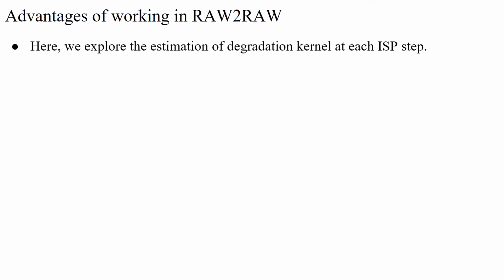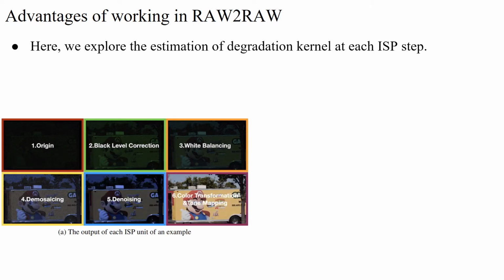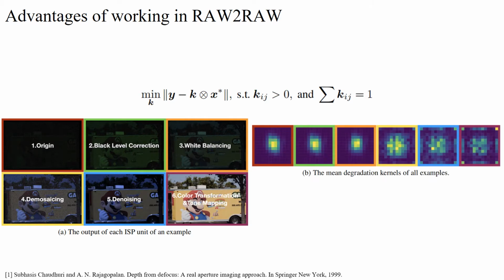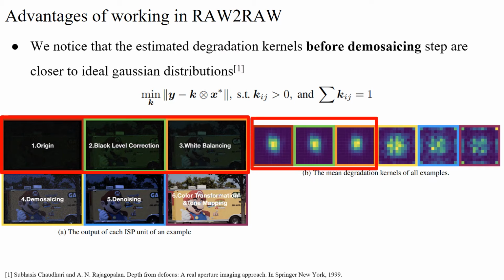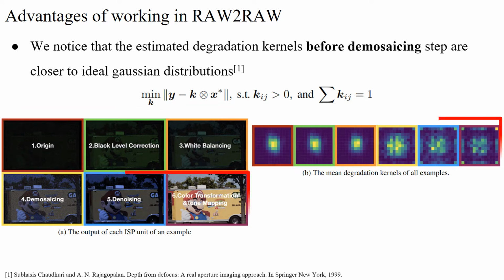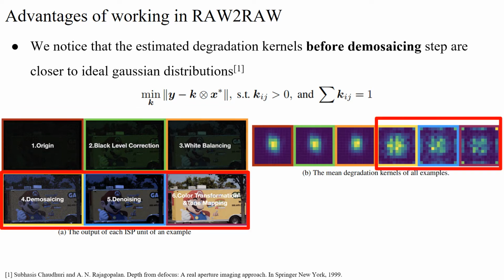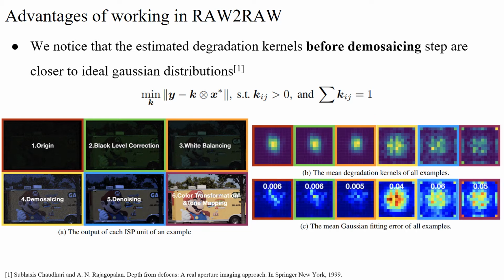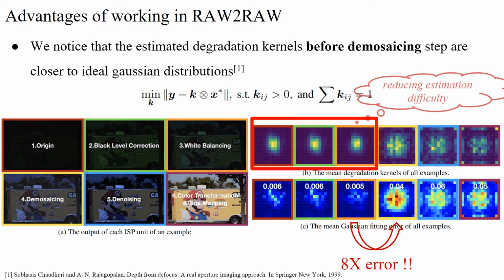We explore the estimation of degradation kernel at each ISP step. Based on this degradation kernel estimation equation, we notice that the estimated degradation kernel distributions before the demosaic step are closer to ideal Gaussian distributions. In contrast, subsequent treatments significantly altered this distribution. We also fit each kernel to a Gaussian distribution and average the fitting error. The mean fitting error has also increased by 8 times after demosaic. Thus raw images will reduce the difficulty of kernel estimation, which motivates our method to work in the raw-to-raw domain.